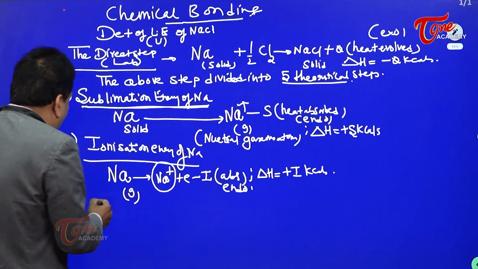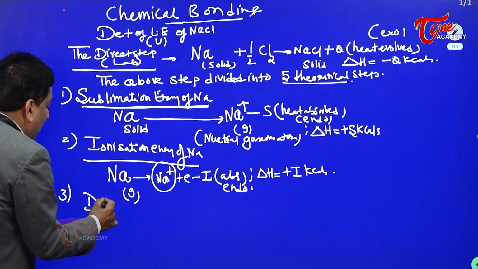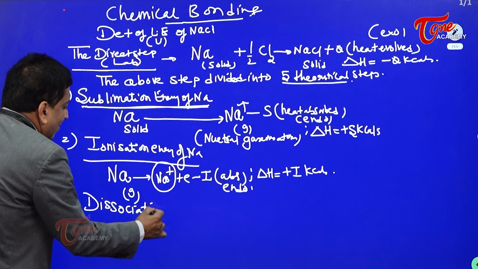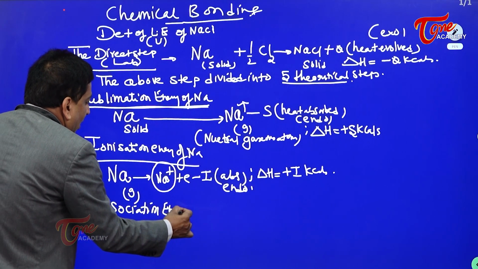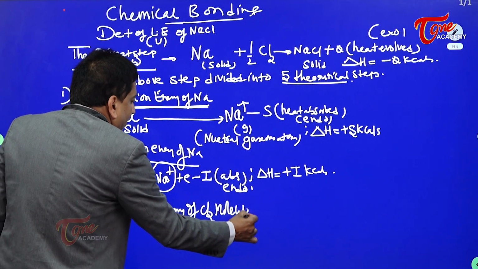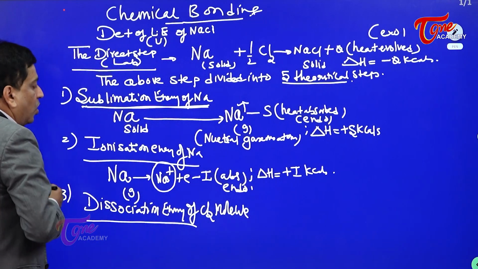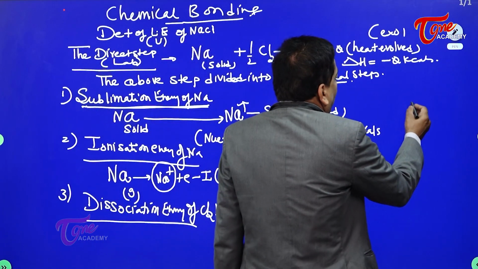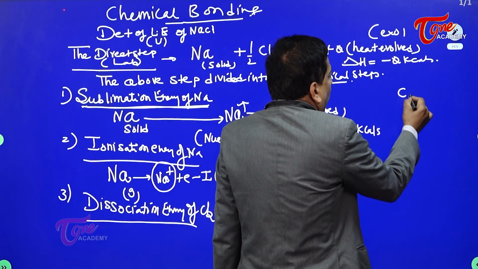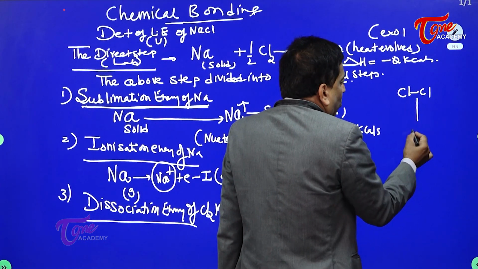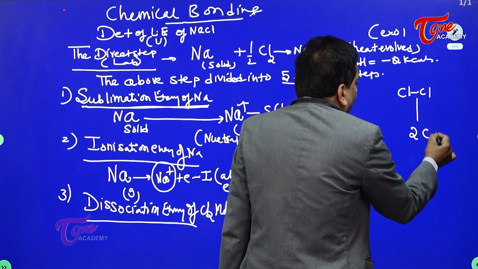So that's why I write it's basically dissociation energy of chlorine molecule. You must understand. So what is dissociation? This is the chlorine molecule, two atoms are there. You need to break this into two chlorine atoms.